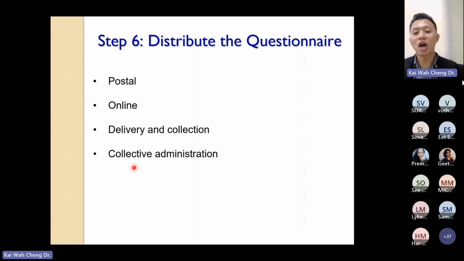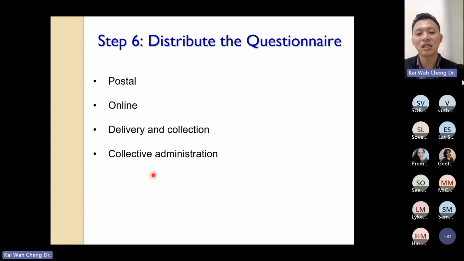Or maybe you have a group of people to help you conduct the research. This is what we call collective administration. Of course, we have many other methods to distribute the questionnaire. But of course, every method has its own pros and cons.